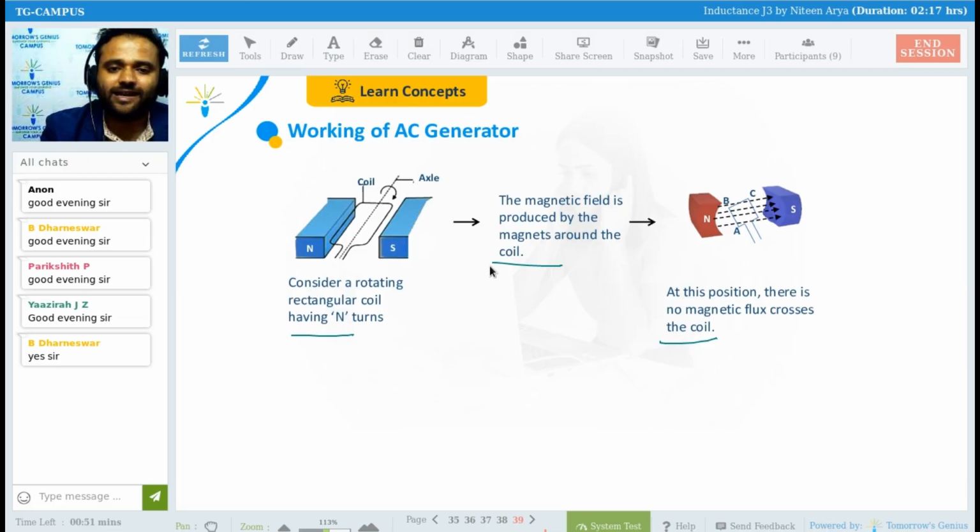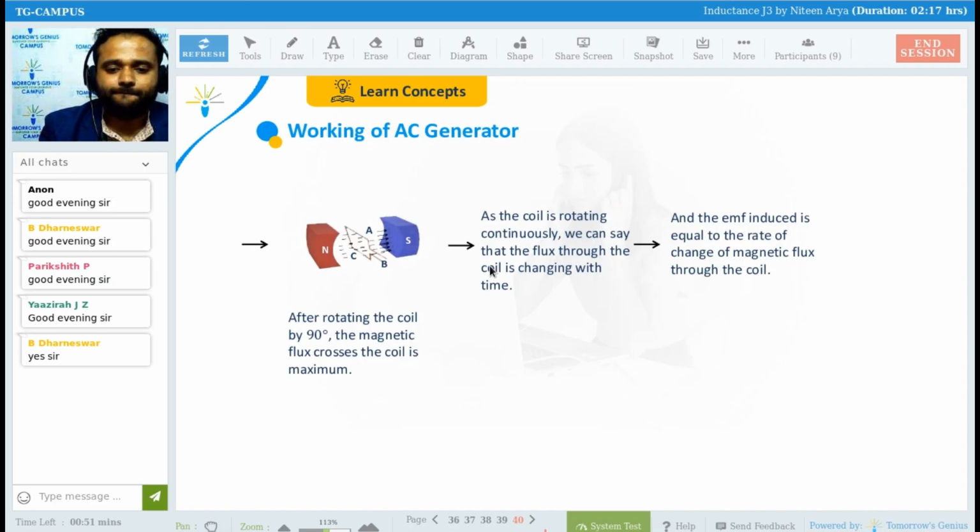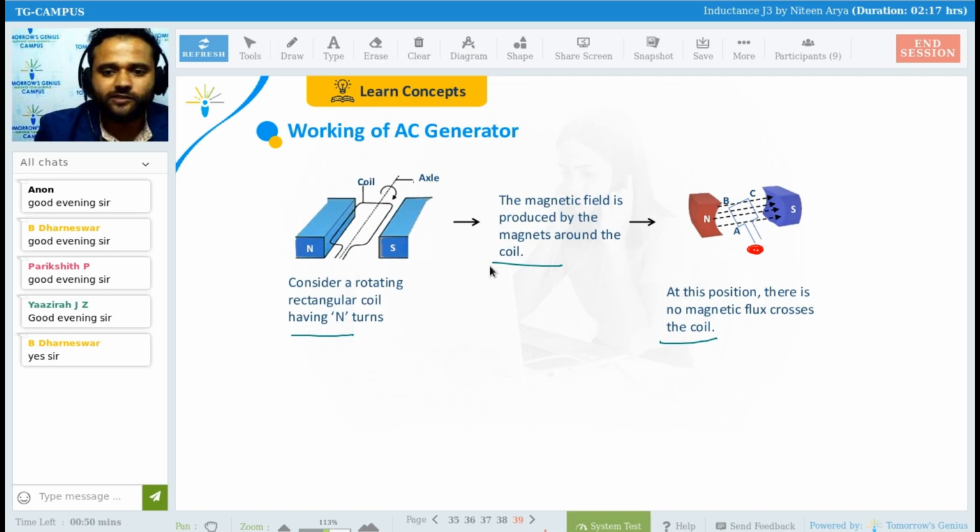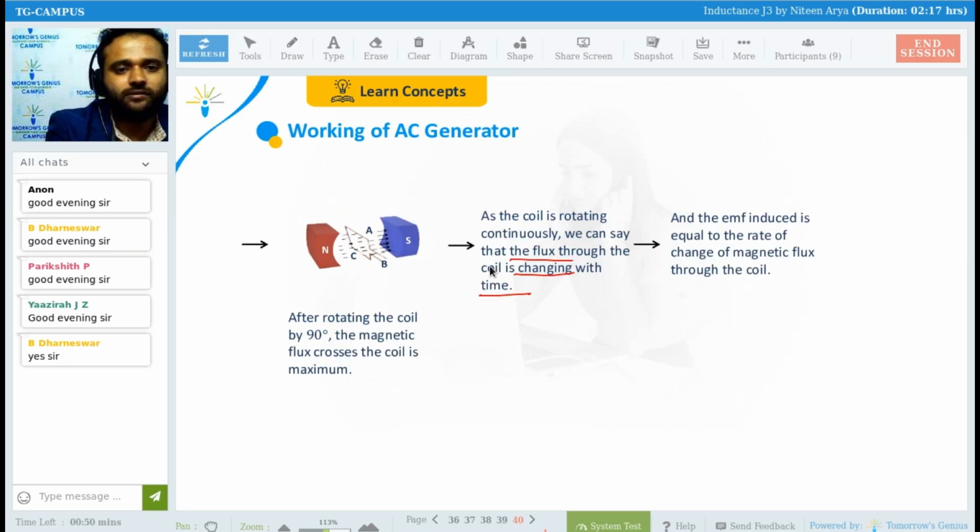But it is not situated at rest at any particular time. It is always and always in rotation, a continuous thing. As the coil starts rotating continuously, the flux through the coil changes with time. Till this position I can give the names A, B, C, the next positions D, then E, F.